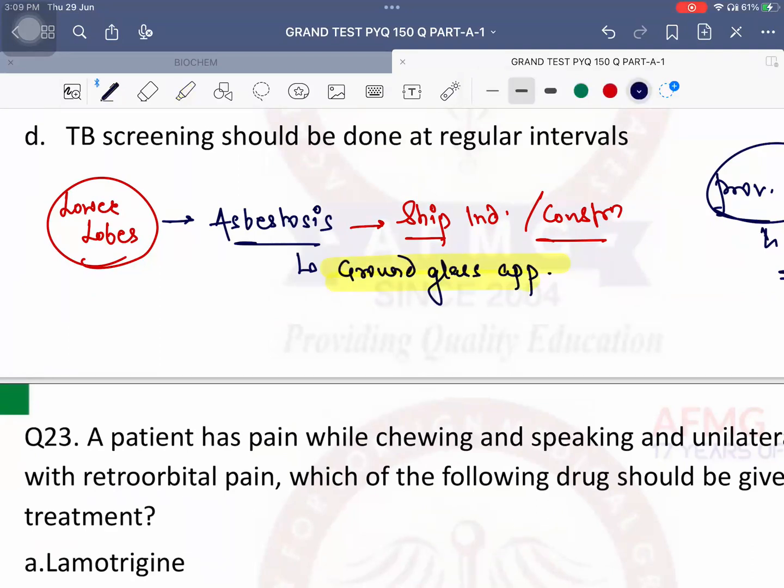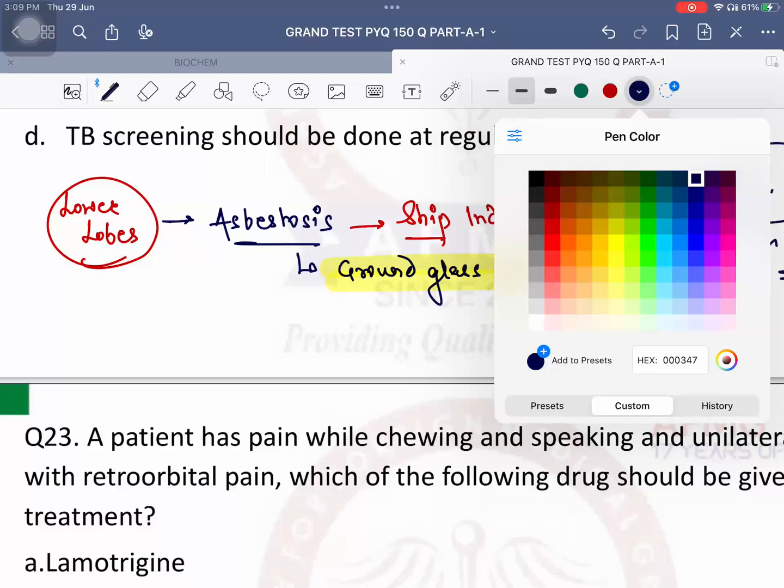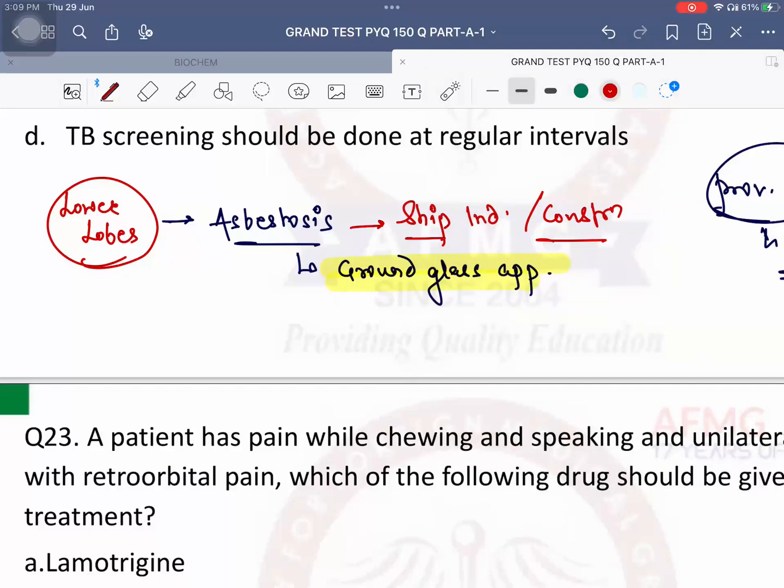तो ये keywords होते हैं तुम्हारे एग्जाम में. जैसे ही वो snowstorm बोलेंगे, silicosis के बारे में सोचो. जैसे ही ground glass बोलेंगे, think about asbestosis. And in asbestosis, which kind of bodies will be seen? Asbestos bodies, also known as ferruginous bodies, will usually be seen. Important.